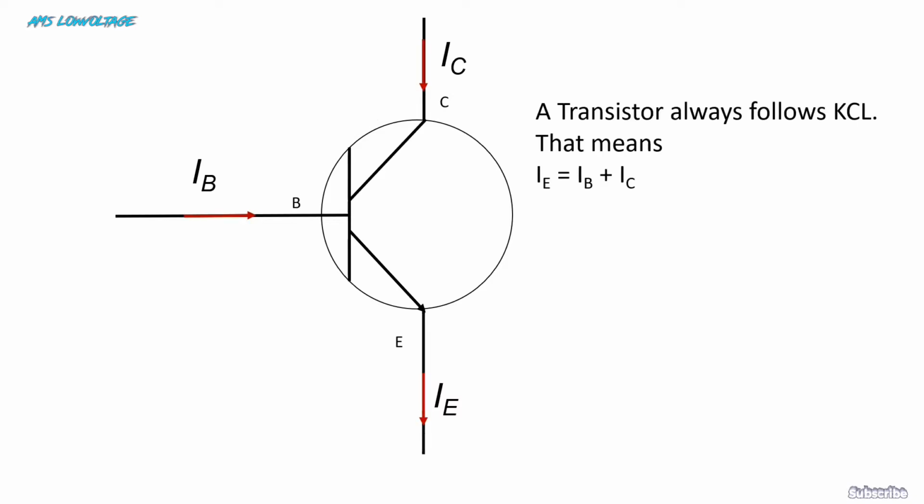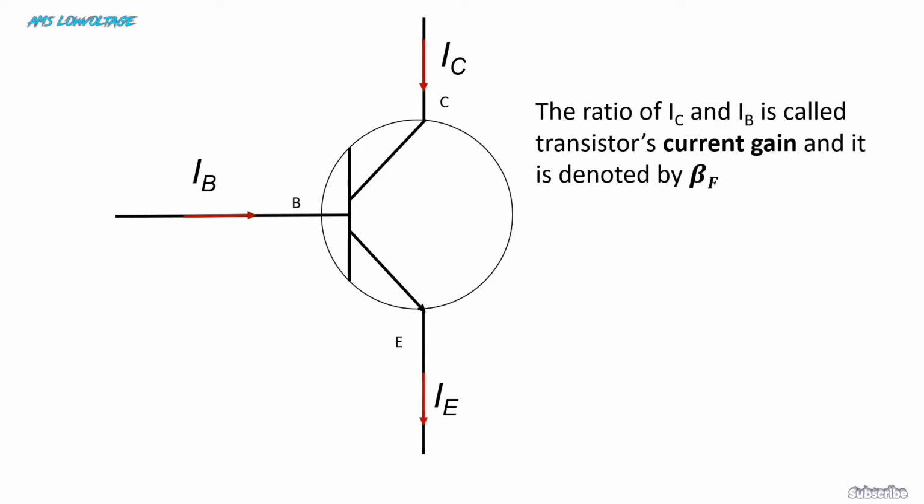A transistor always follows KCL, that means Kirchhoff's current law. In that case, the emitter current IE is equal to the sum of base current and collector current. The ratio of collector current IC and the base current IB is called the transistor's current gain, and it is denoted by beta F. And beta F is equal to collector current divided by base current, that means IC over IB.